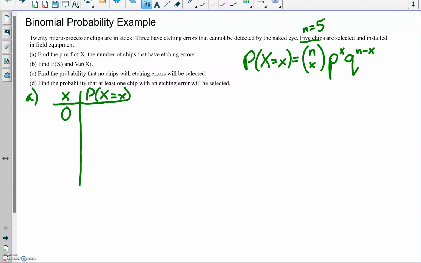And we could have 0 defects. Remember, we're choosing 5. We could have 1 defect. We could have 2 defects. We could have 3 defects. We could have 4, or we could have 5. Now, in this case, they say that only 3 have etching errors. And you might be asking, well, what about the 4 and the 5? Isn't that going to be an impossible case?